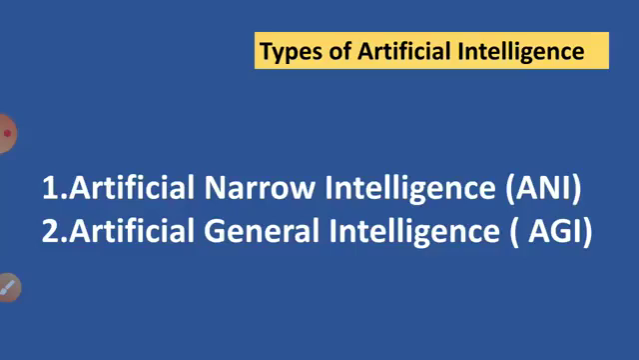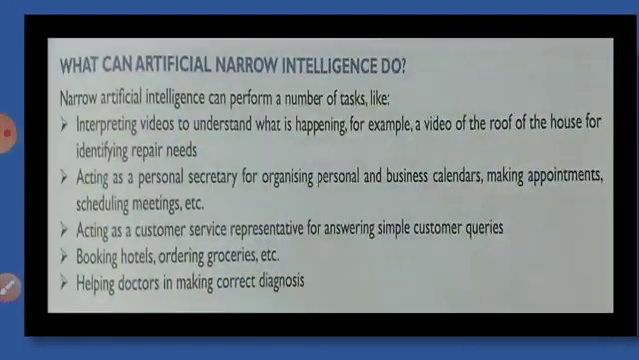These systems will be as intelligent as human beings, capable of learning, developing, adapting and improving by itself. So this is still undergoing the research stage, that is artificial general intelligence. Let us proceed. What can artificial narrow intelligence do?